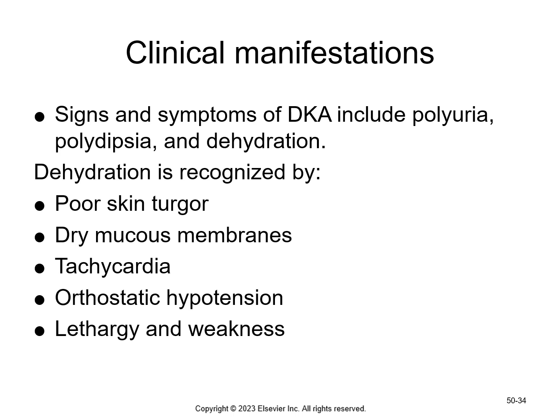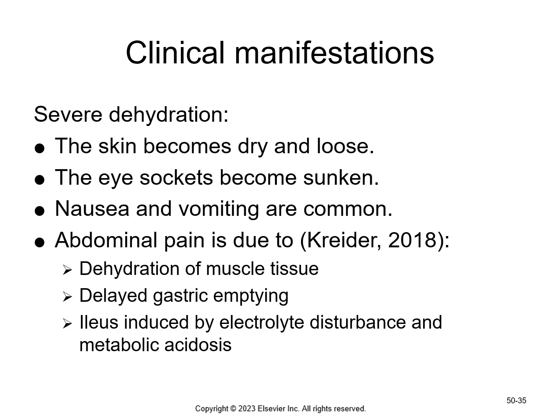Signs and symptoms of DKA include polyuria, polydipsia, dehydration, poor skin turgor, dry mucous membrane, tachycardia, orthostatic hypotension, lethargy, and weakness. All of this is because of the fluid electrolyte imbalance. In severe dehydration, the skin becomes loose and dry, eyes look sunken, nausea, vomiting occurs, abdominal pain happens, and there is dehydration of the muscle tissue. Now, muscle function is maintained by potassium. So whenever there is low muscle function, people will have muscle weakness and lethargy and all those symptoms. So that's one of the reasons. Delayed gastric emptying is also because of reduced muscle tone of the GI tract. So all of this electrolyte imbalance causes these symptoms. It can also cause paralytic ileus.